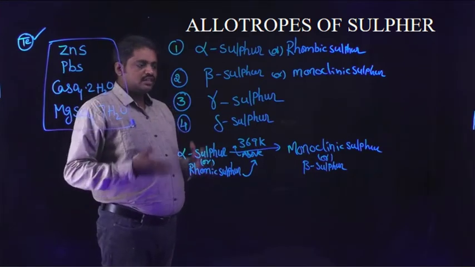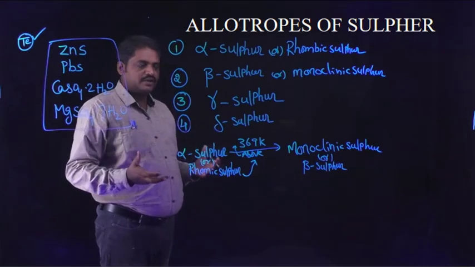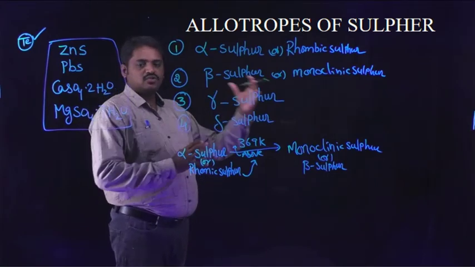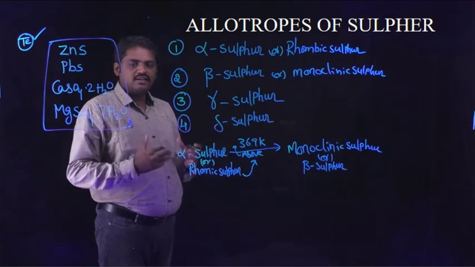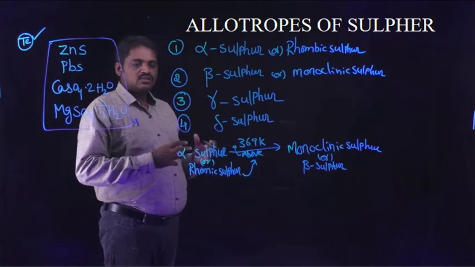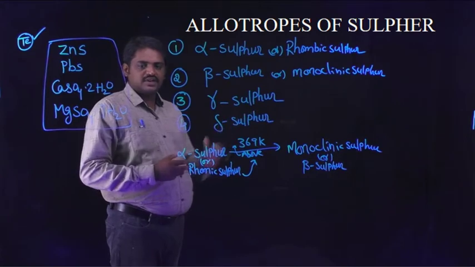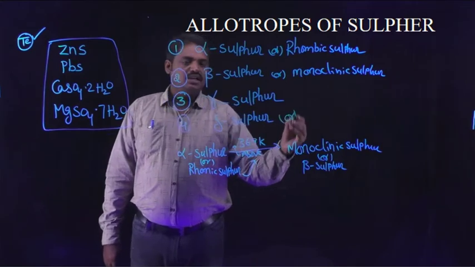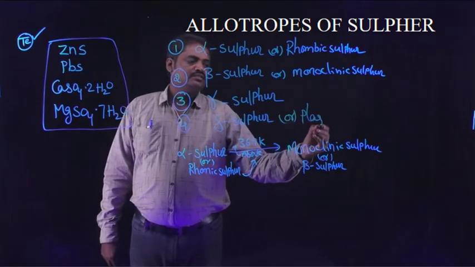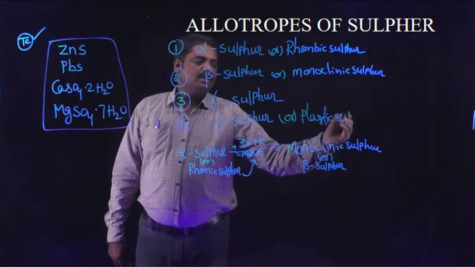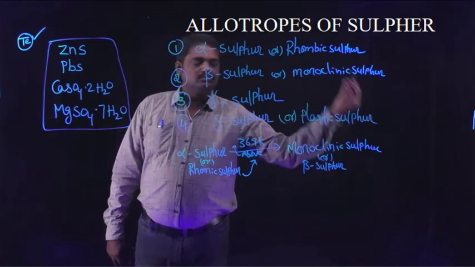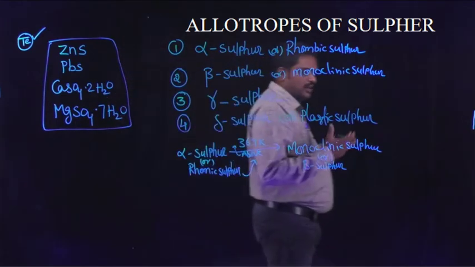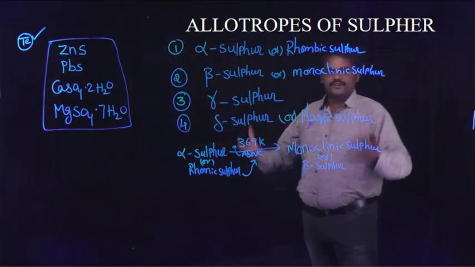Next, when beta sulfur or monoclinic sulfur is heated above 420 kelvins, it is converted to gamma sulfur. When heated further, gamma sulfur is converted to delta sulfur. Delta sulfur is known as plastic sulfur. These allotropes are interconvertible at different temperatures.